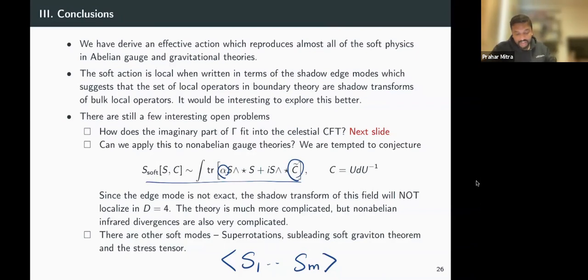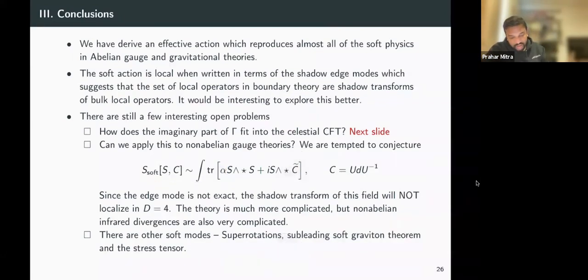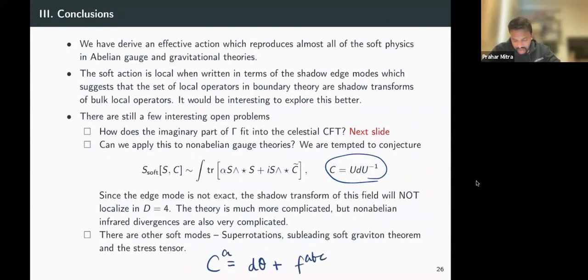The only complication is that these actions are now no longer simple, because now, firstly, look at the structure of C. C is now U d U inverse, which if I expand it out, this C has the form d theta plus f^{ABC} theta^A d theta^B d theta^C plus so on and so forth. So there are infinitely many terms in the action, and you have to keep track of all of these infinitely many terms to work out the structure of the action. And so correlation functions take a very complicated form.